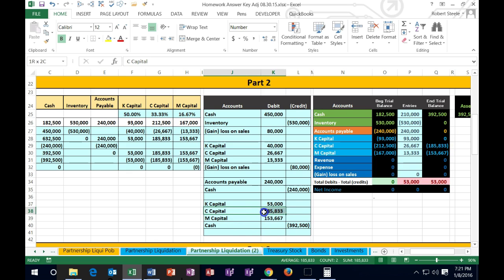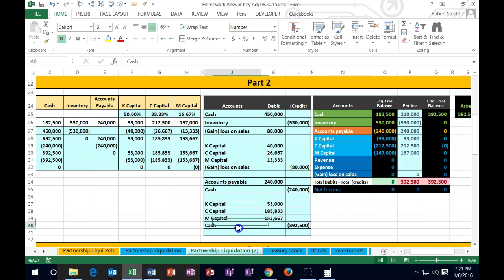We will then post C. So here's C, here's where we want to post it. Double clicking, going to the end of it, plus this 185,833, making this go down. Then we're going to post M. Here's M, here's where we want to post it. Double clicking, going to the end, and plus, pointing to the 153,667, making this go down.